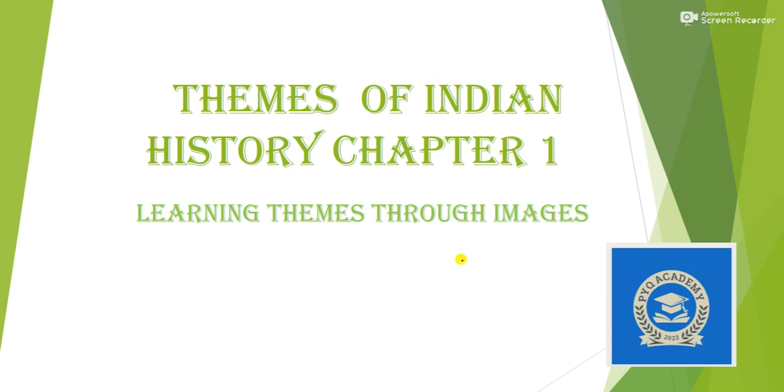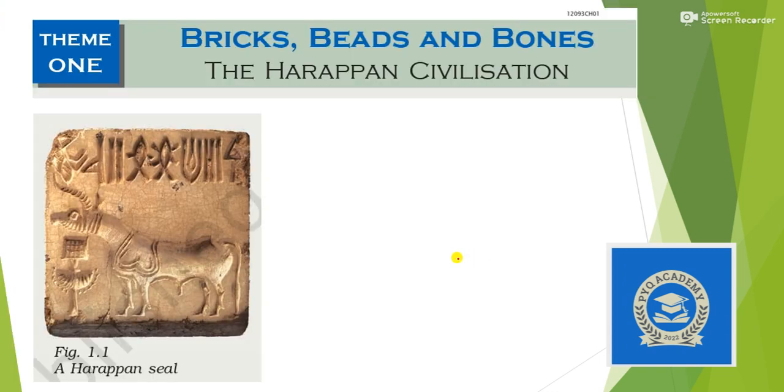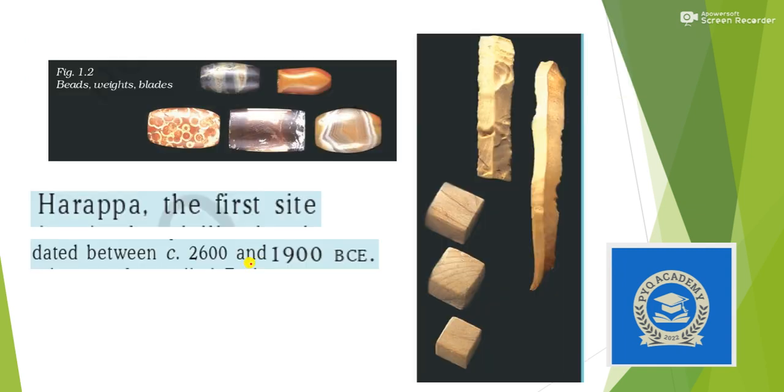In the first image, taken from chapter one of Themes Part 1, which is known as Bricks, Beads and Bones, is a Harappan seal, known as the unicorn seal. What we can derive from this image is that this animal, the unicorn, was present at the time of Indus Valley civilization. Okay, now let's move to the second image.